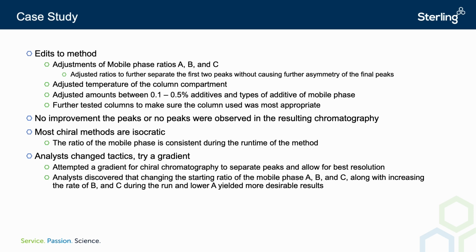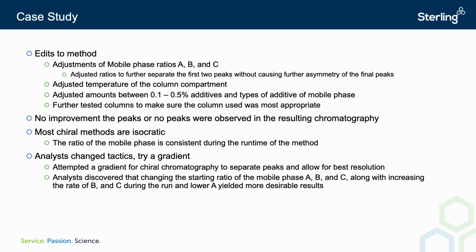This is also after many attempts to change the method parameters entirely and determining that we had the correct column, types of mobile phase, but maybe not the correct ratios of the mobile phases, additives to those mobile phases, or column temperatures used. We made various adjustments to the ratios of 3 mobile phases, changing each of the mobile phases to determine which would allow for separation of the earliest eluting peaks without causing a very long run time for the latest eluting peaks. We adjusted the temperature of the column compartment.